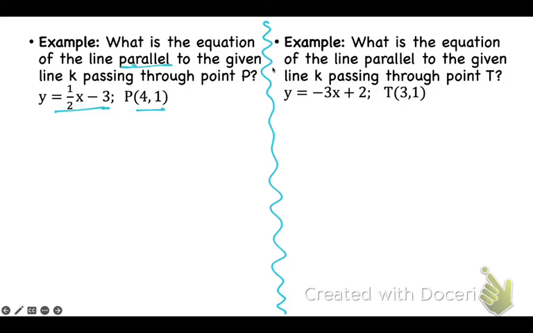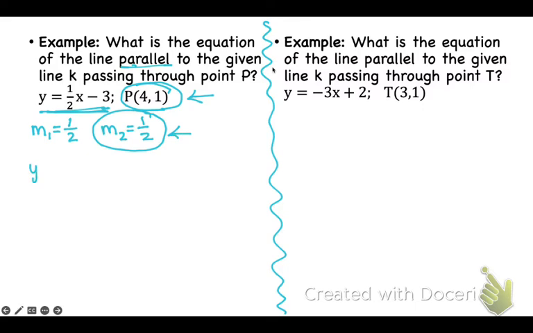So what do we know about parallel lines? They have the same slope. So what is the slope of this line? We're going to call it m sub 1. It's 1/2. So the slope of the parallel line is also going to be 1/2. And I need to go through the point 4, 1. So we need to write an equation with these two things.